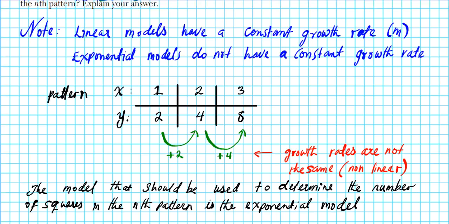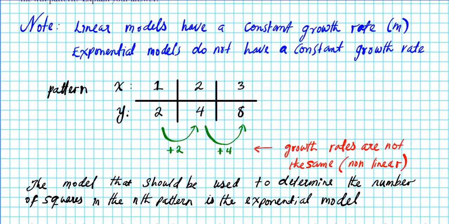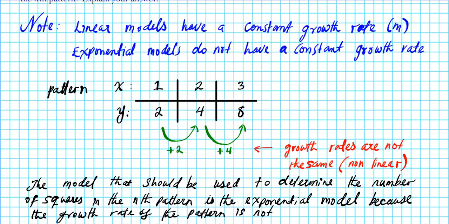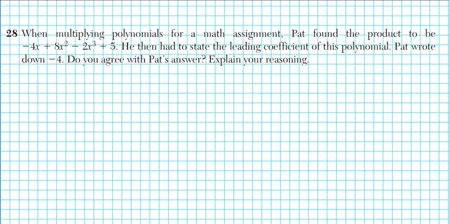But why are we selecting the exponential model? It's the exponential model because the growth rate of the pattern is not constant, okay? If it is constant, we use the linear. If it's not constant, we're going to use exponential, okay? So that's basically how you construct the explanation to your results.